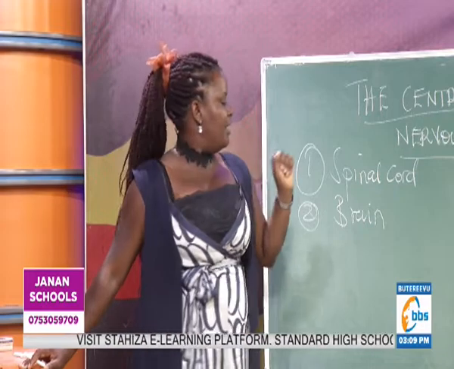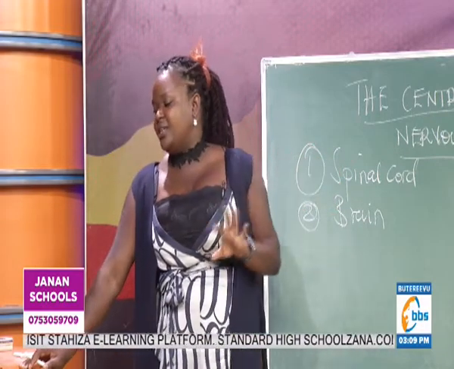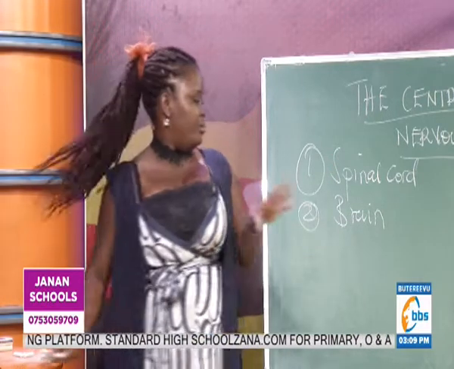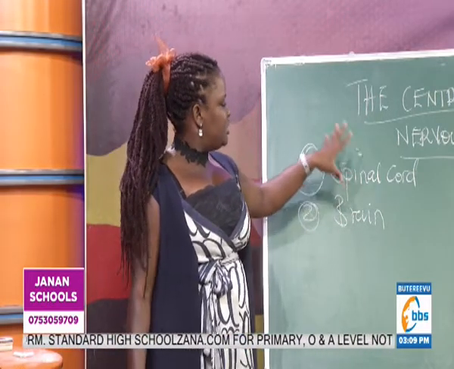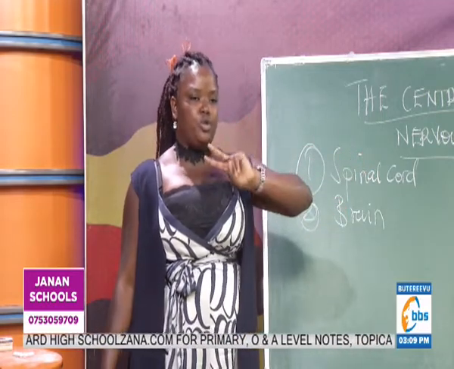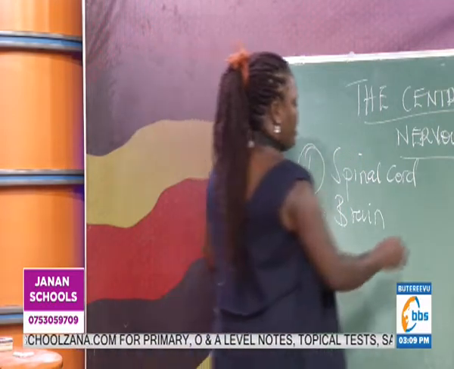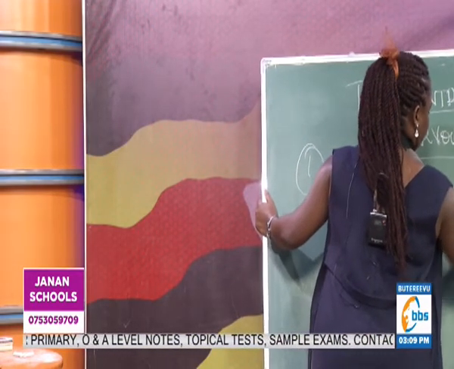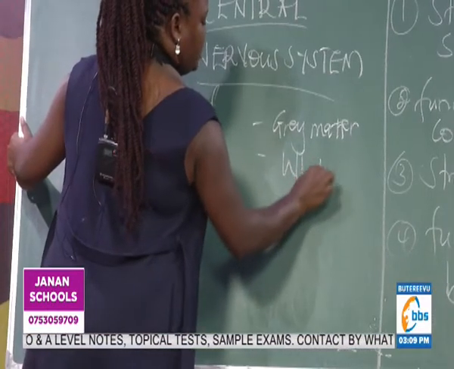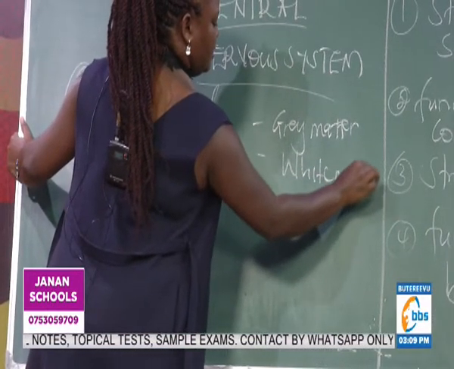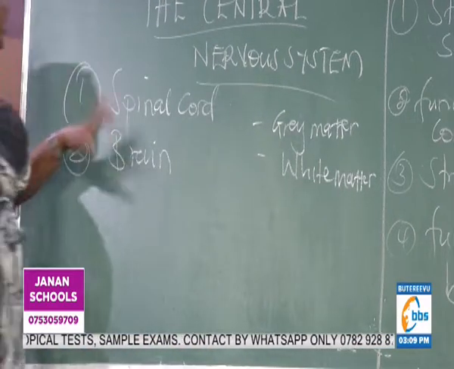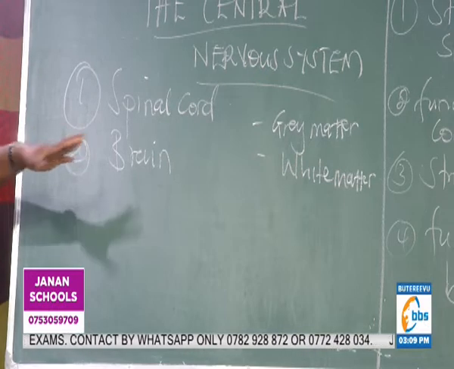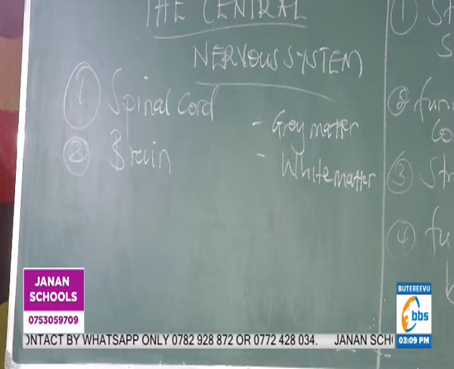I'll start with the spinal cord. The central nervous system is made up of these two major organs, the spinal cord and the brain. But the central nervous system is made up of two major parts. One called the gray matter, another one called the white matter. These two parts, you find them well labeled both in the human brain, not in the human brain alone, in the mammalian brain, also in the spinal cord.